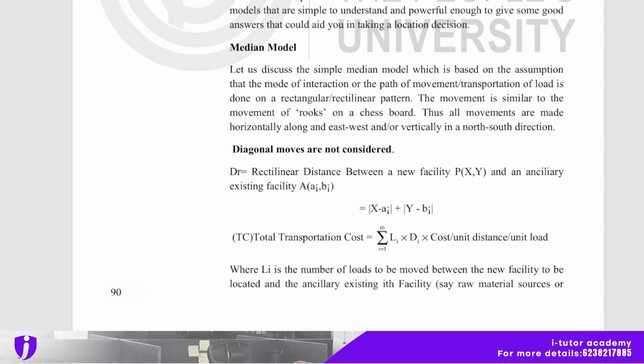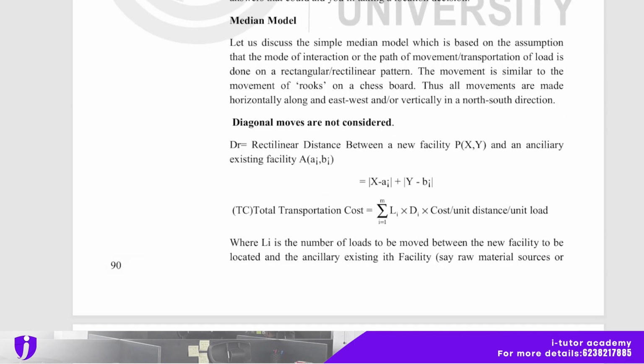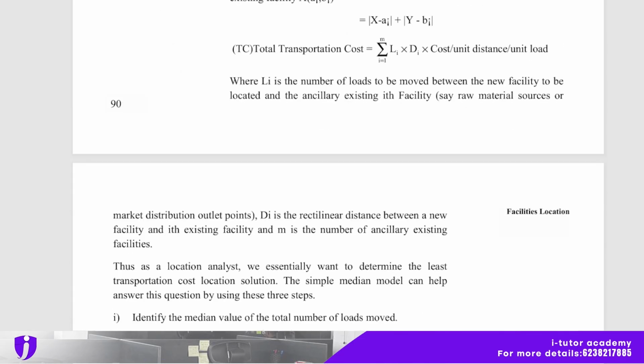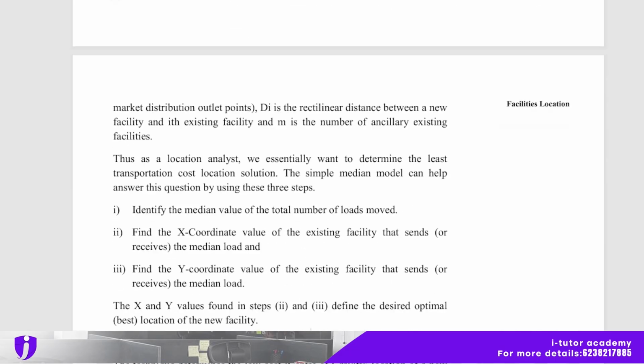So let us discuss the simple median model, which is based on the assumption that the mode of interaction or the path of movement or transportation of load is done in a rectangular or rectilinear pattern. The movement is similar to the movement of rooks on a chessboard. So all movements are made horizontally along the east-west and/or vertically in a north-south direction. Diagonal moves are not considered. So here is the equation for that. Please refer to your IGNOU study material.